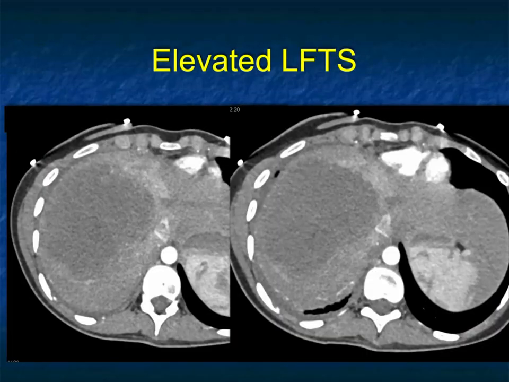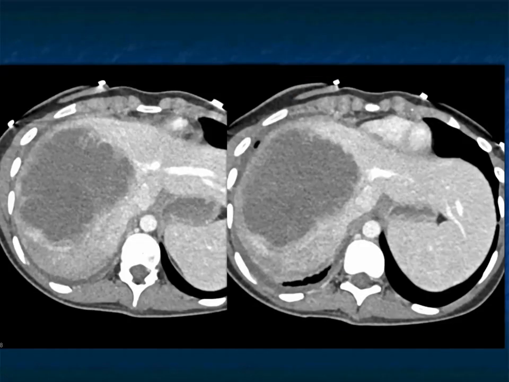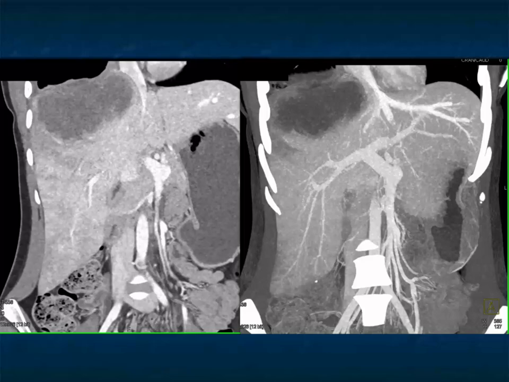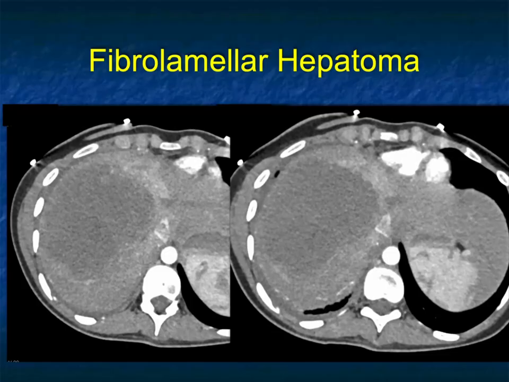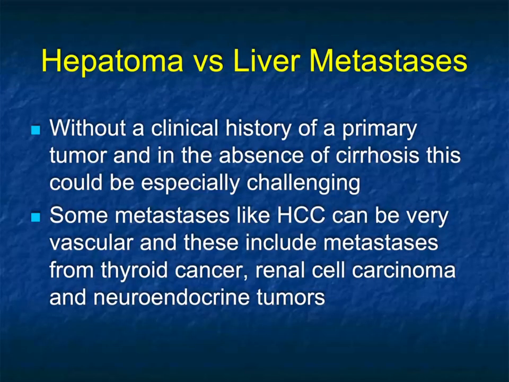Another example, elevated liver function tests, large mass right lobe of liver, well-defined on venous phase imaging. Just like the last case, suspicious for malignancy, hepatoma versus cholangio. Mets could be a distant third. This was a fibrolamellar hepatoma, which is a tumor that occurs in younger females, but it's a hepatoma nevertheless. Fibrolamellars are fairly aggressive. So when you think about hepatoma versus liver mets, without a clinical history of a primary tumor in the absence of cirrhosis, this can be especially challenging.